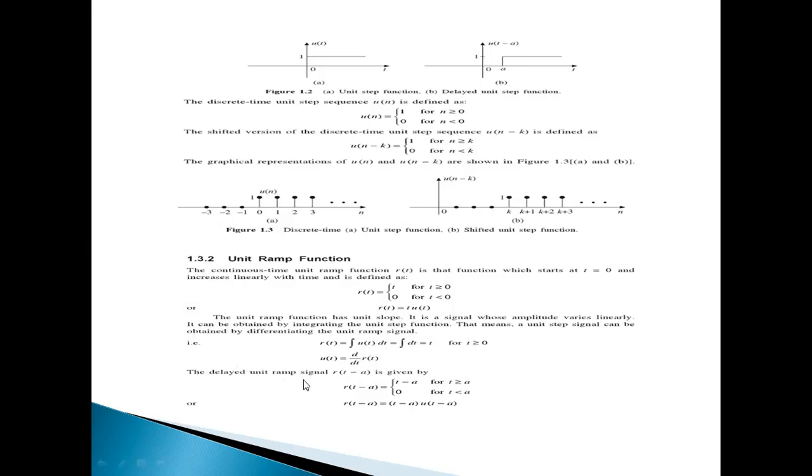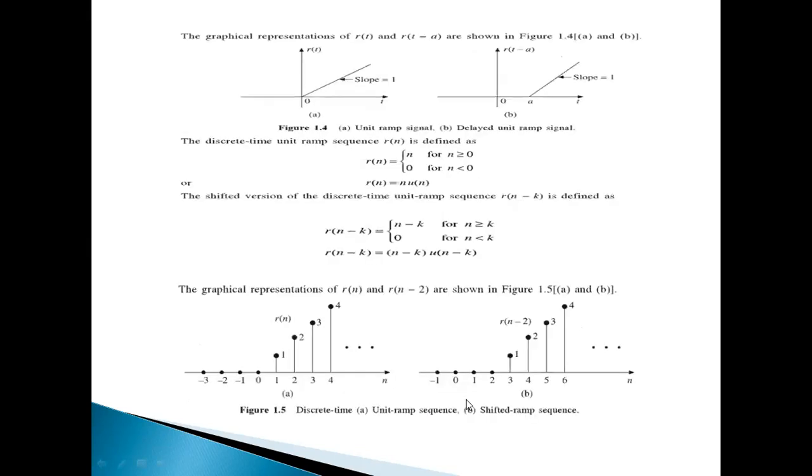The delayed unit ramp signal, delayed meaning shifted towards the right side: R of t minus a is equal to t minus a for t greater than or equal to a, and 0 for t less than a. And the relation is the same with the simple shifting operation: R of t minus a is equal to t minus a times mu of t minus a.